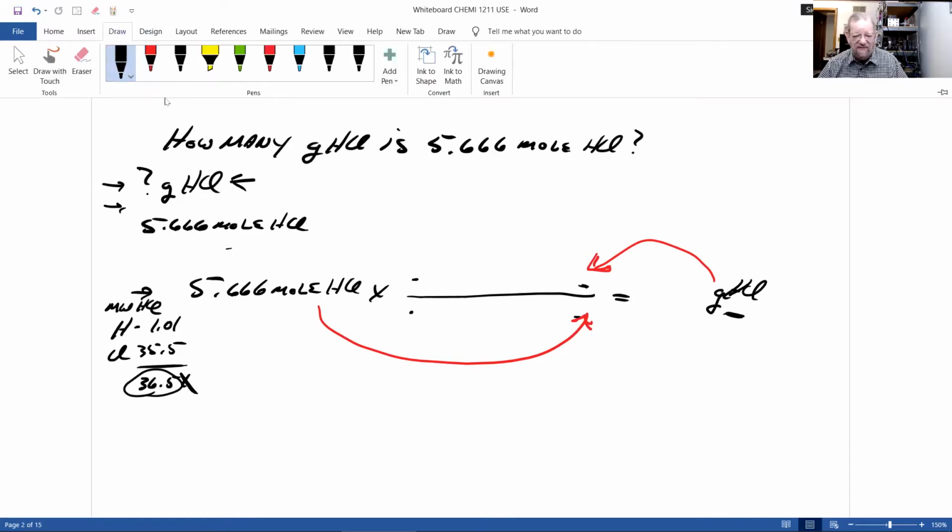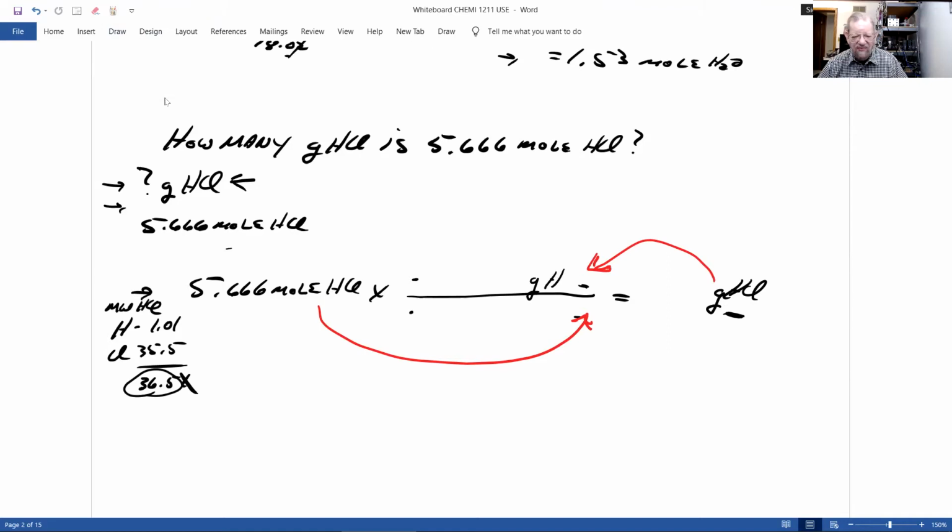Remember, show your work Friday. It helps you get a better score. Grams of HCl go on top, moles of HCl go underneath. And this is 36.5. This is 1, 4 significant figures, exact number. Oh, 3 significant figures.